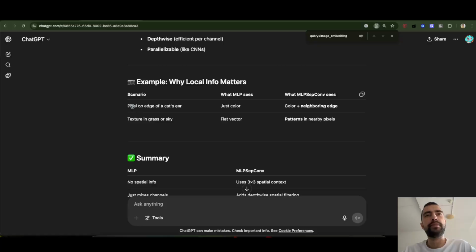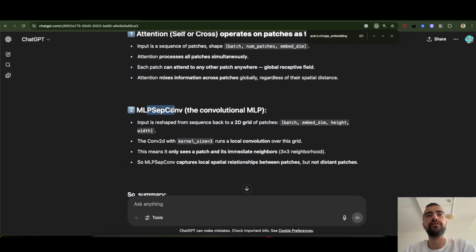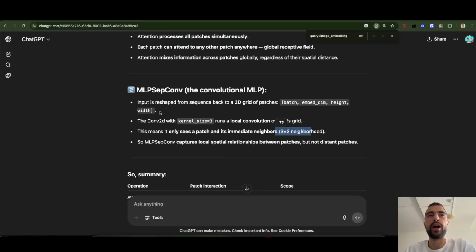So scenario, pixels on edge of a cat's ear. What MLP sees, just color of the pixel. And what this other MLP-SConv sees is color and neighboring edge. Same for the texture in grass or sky. It doesn't just see the flat color of a single pixel, it also sees neighboring patterns. So this MLP-SConv is gonna look at the nearby patches, 3x3 neighborhood of patches, while just MLP will just look at the single patch.